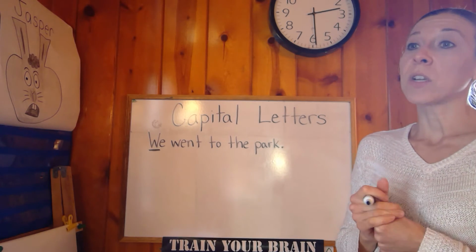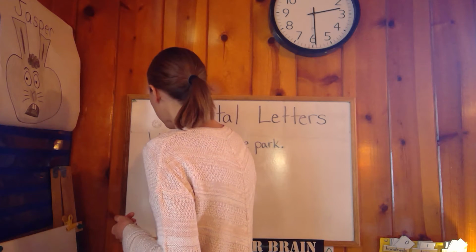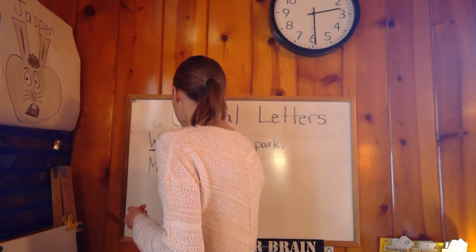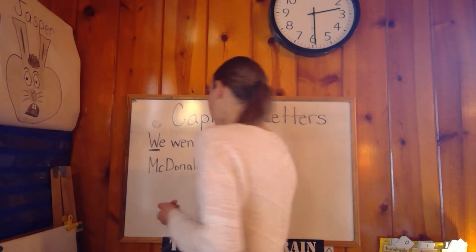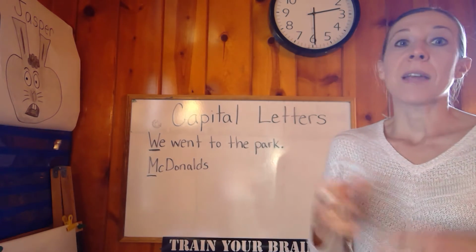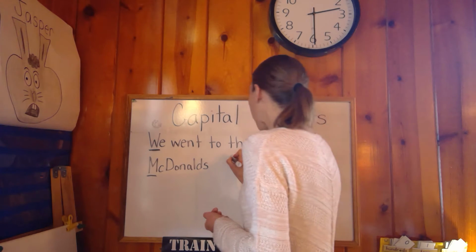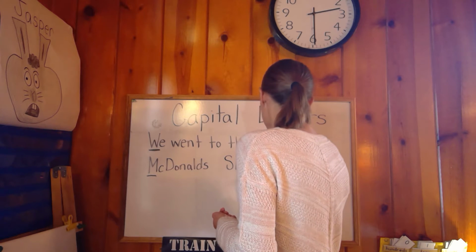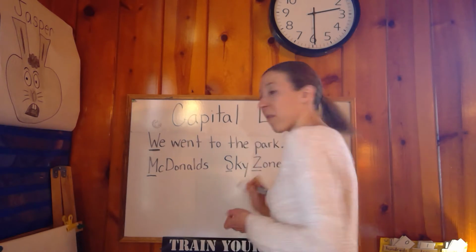Like if I wanted to go eat at McDonald's, McDonald's would need a capital letter because it's the name of a place, a restaurant. Maybe I wanted to go to Craig's Cruisers or Sky Zone. Since that's the name of a place, I need a capital letter. It's a specific place, Sky Zone. So I need a capital letter because it's the name of a place.